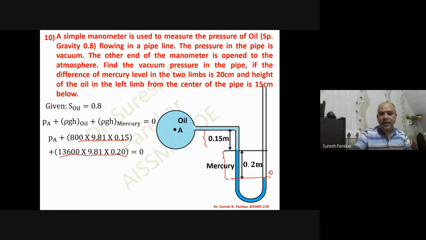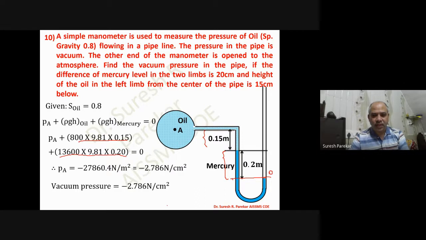From this we will get the value of PA as minus, that is a vacuum pressure, 2.76786 Newton per centimeter square. Or we can say we have this vacuum pressure. If we say vacuum pressure, then we need not write the value as minus, because vacuum pressure itself is a minus value.